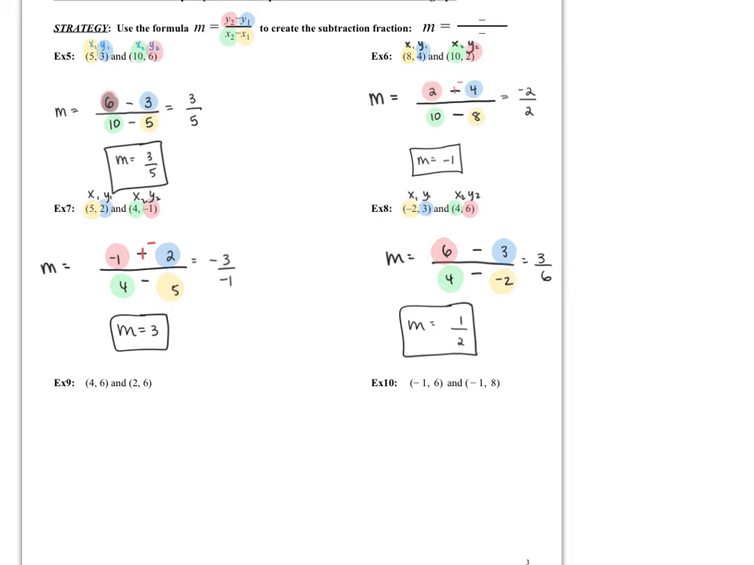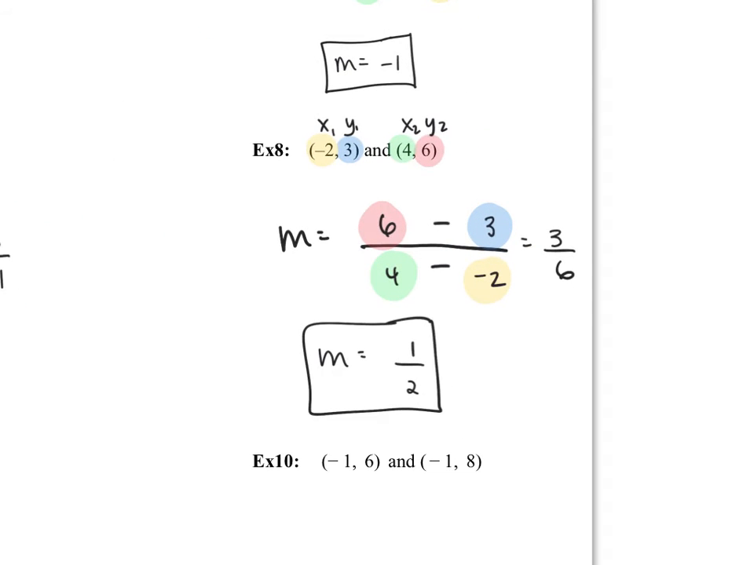On example 8, I've got 6 minus 3, which is 3. And then x2 minus x1 would be 4 minus -2. It's important to see that this number is negative, even though it's minus. That's totally fine. And then what I can do is keep change opposite in order to get 4 plus 2, which is 6. And then my slope of 3/6 will reduce to 1/2.